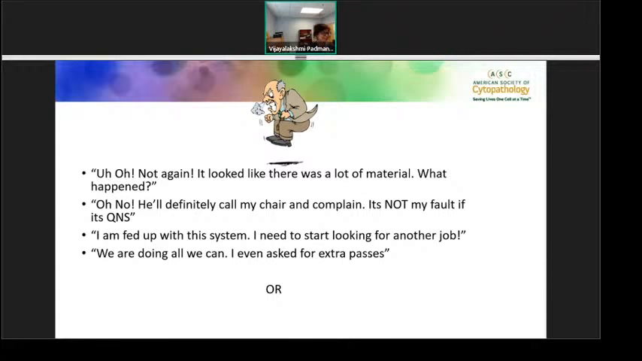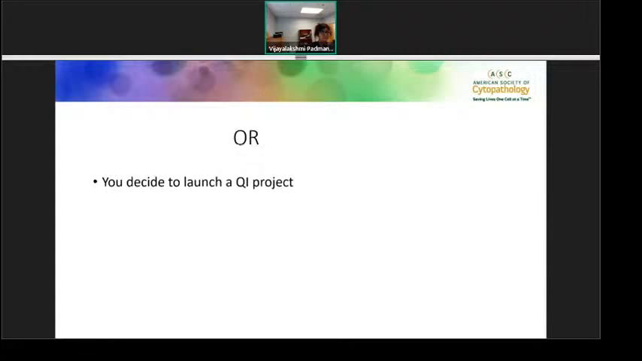Hey, looked like there was a lot of material on that block. What happened? No. He'll definitely call my chair. It's not my fault if it's QNS. I'm fed up with this system. I'm going to start looking for another job. Hey, come on. I even asked for extra passes. What more can I do? Right? Or you can decide to launch a quality improvement project.